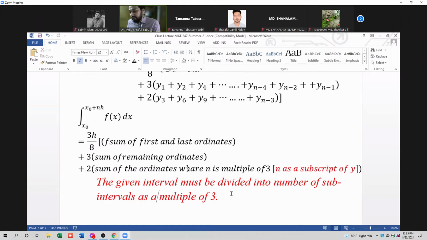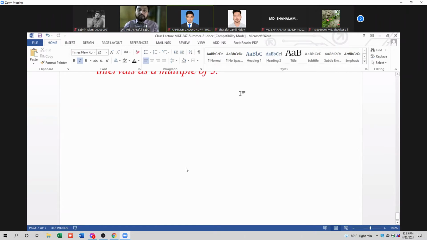So these 3 conditions you have to keep in your mind. The trapezoidal rule has no condition. For the Simpson one-third rule, you must create an even number of subintervals. And for the Simpson 3-8 rule, the number of subintervals must be a multiple of 3. Is it clear to everybody? Yes, sir. So now let's solve a problem.